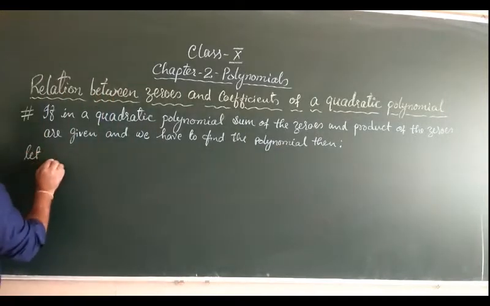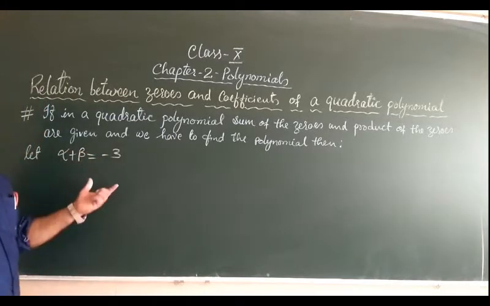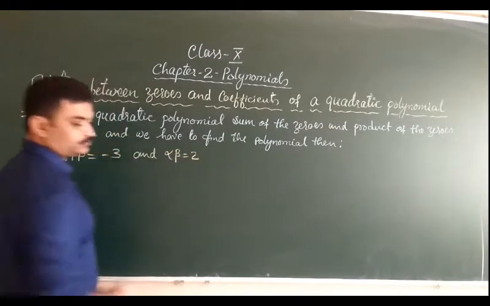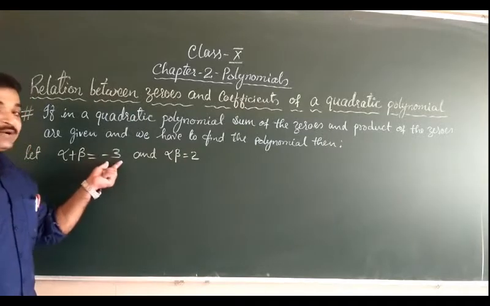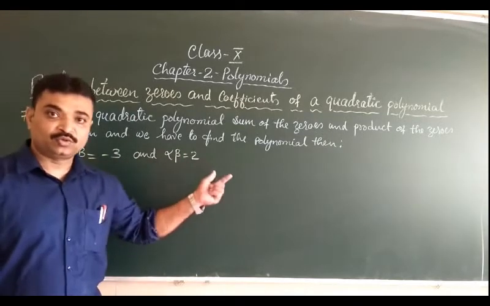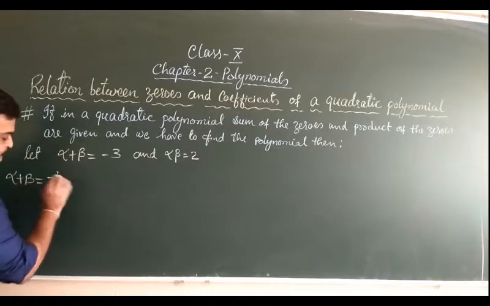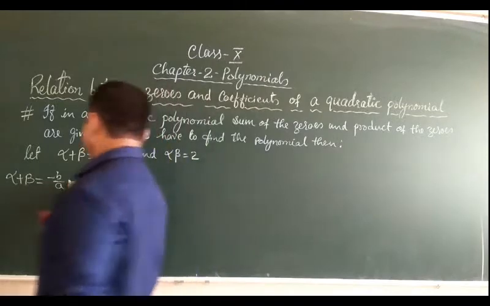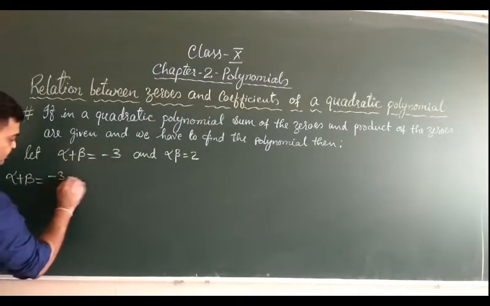Let us take an example. Suppose alpha plus beta is equal to minus 3, and alpha beta is equal to 2. We have given alpha plus beta, that is the sum of the zeros, is equal to minus 3, and alpha beta is equal to 2. Then see, alpha plus beta is equal to minus b upon a. So we can write here minus 3 is equal to minus 3 upon 1.